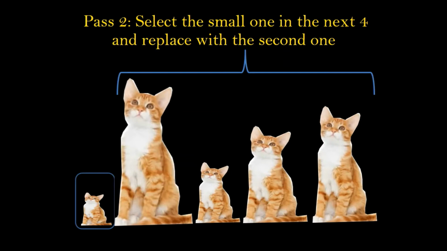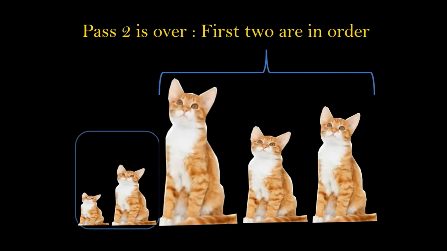Now in the next 4 cats, the small one is in the third position. So we exchange the third cat and the second cat. Yes, pass 2 is over. Now the first 2 cats are in order. Now in the next pass, pass 3, we will consider the next 3 cats. In the next 3 cats, select the small one and bring it to the front.